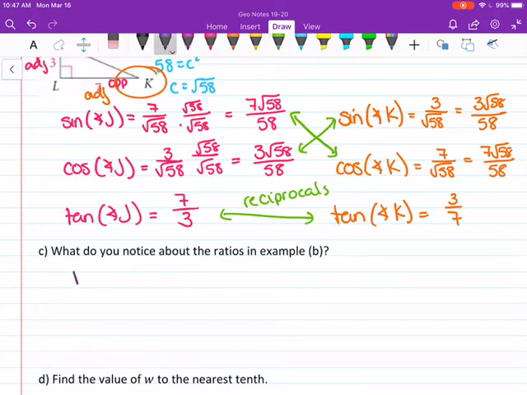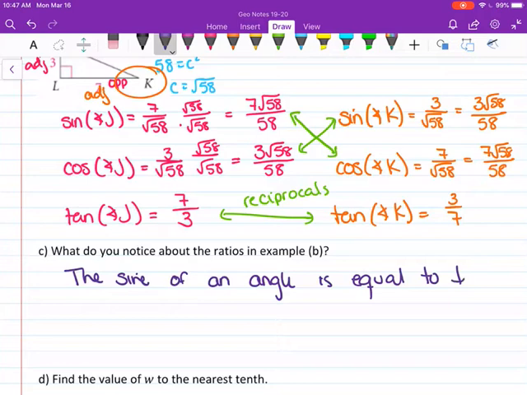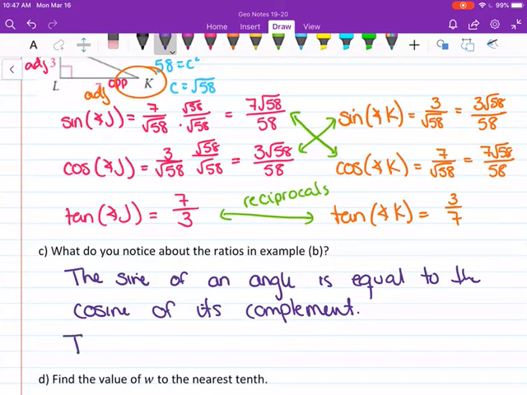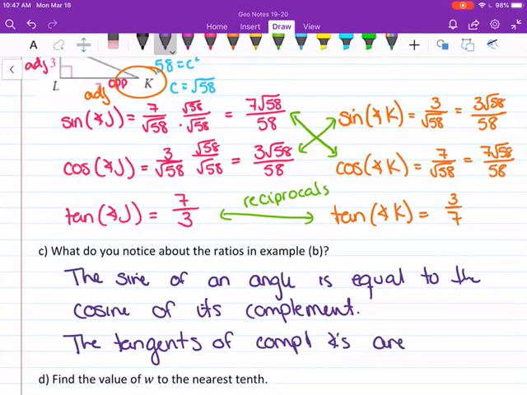So we notice that the sine of an angle is equal to the cosine of its complement. Okay, and that's always going to be true. And the tangents of complements are reciprocals. The tangents of complementary angles are reciprocals. And reciprocal means you just flip the fraction.